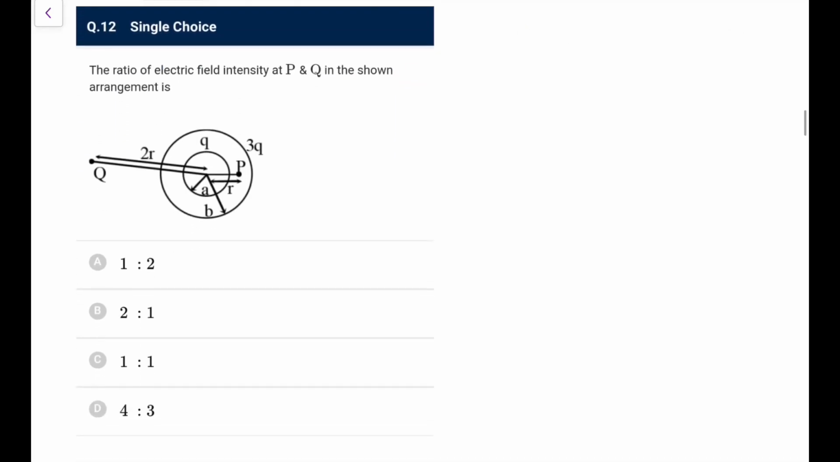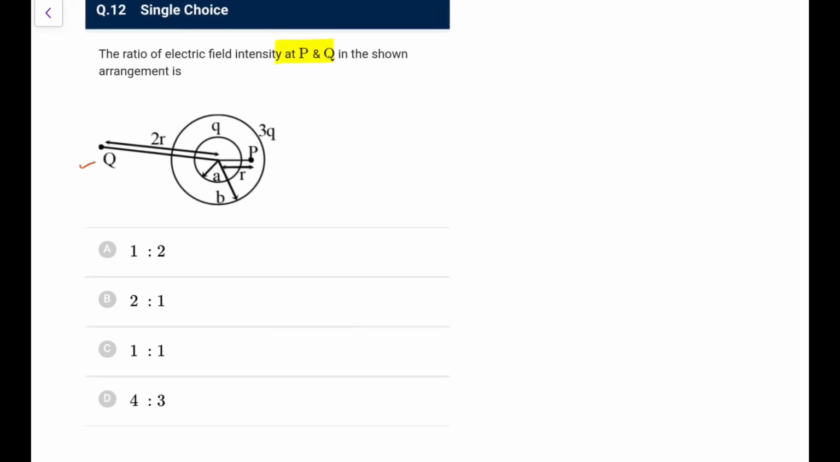Next. The ratio of electric field intensity at P and Q in the shown arrangement. Okay, let me see what it is. This seems to be a point charge. This is a shell. This is a shell. Okay. So electric field intensity at P and Q. Q is a point. Okay, so it is not a point charge. I was wrong in interpreting. There are two charges only.